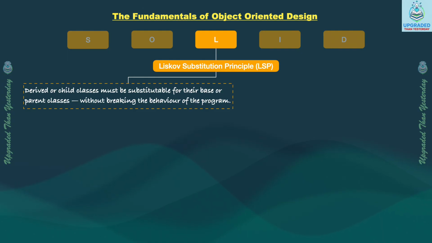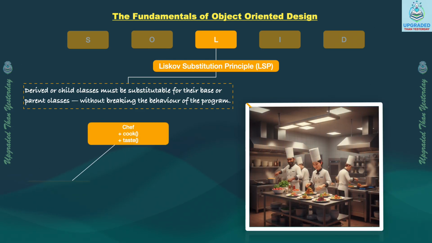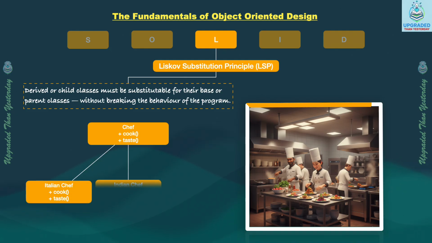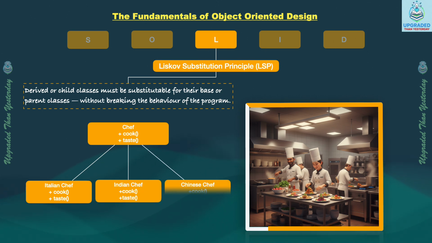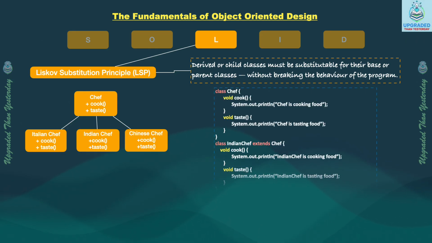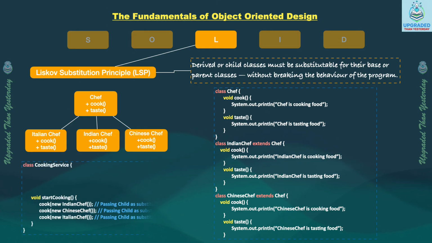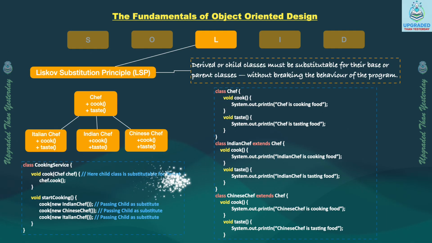To understand it, let's try to design the Chef class. Suppose any chef in this restaurant can cook and taste the food. In this restaurant, three chefs are there who can cook different types of food. One is an Italian chef, one is an Indian chef, and one is a Chinese chef. So, we can extend subclasses from Chef as shown in the code and diagram. Look at the code written here. Every variety of chef is a child of the parent Chef class, and each has its own cooking and tasting implementation.